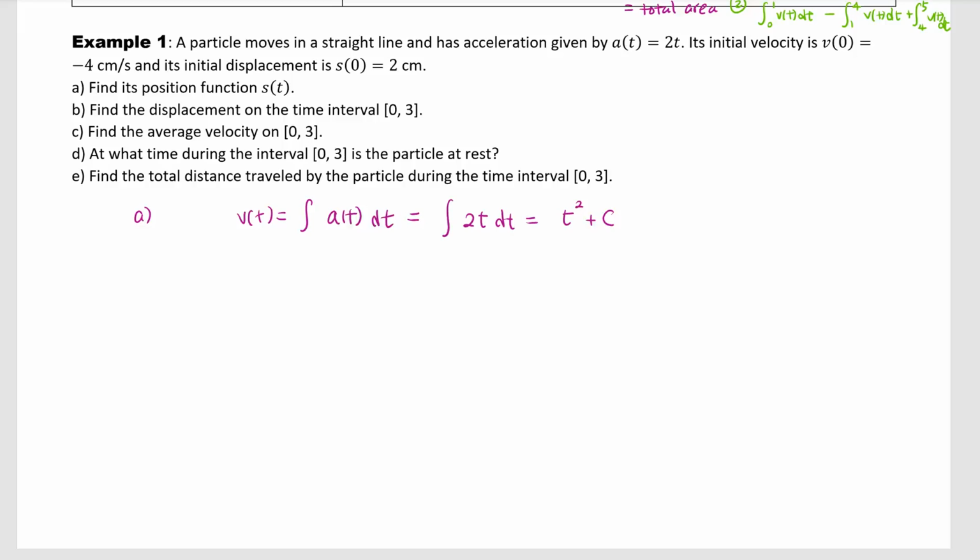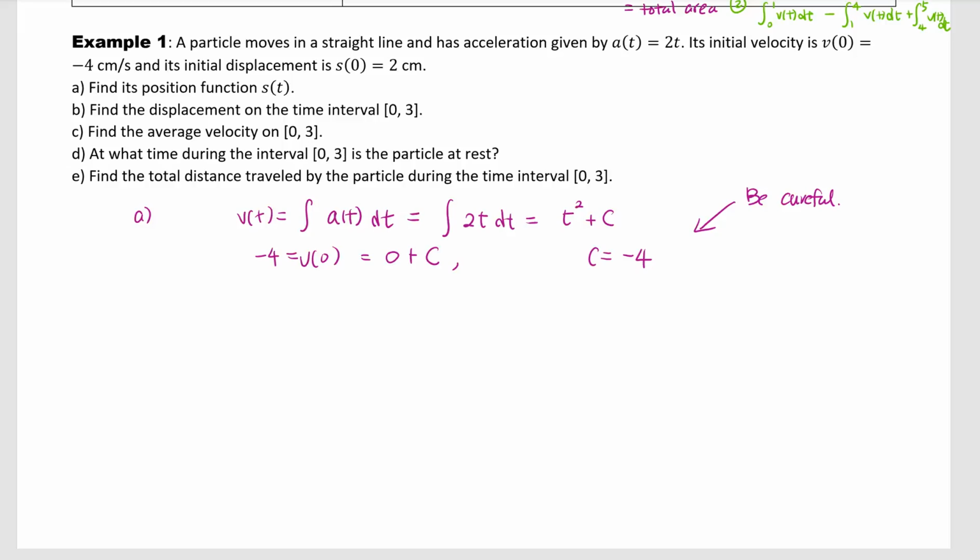And how do we find c? Well, we have the initial velocity, which is minus 4. So when we plug in t is 0, we get 0 plus c. Oh, so c equals minus 4. Be careful.